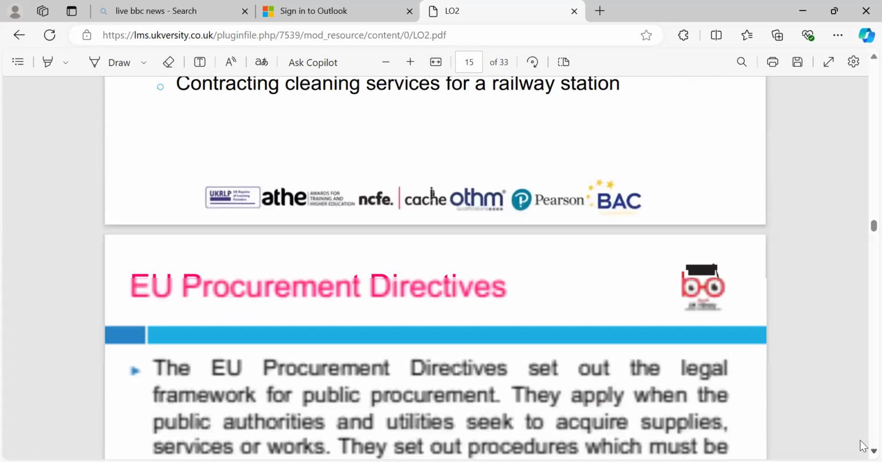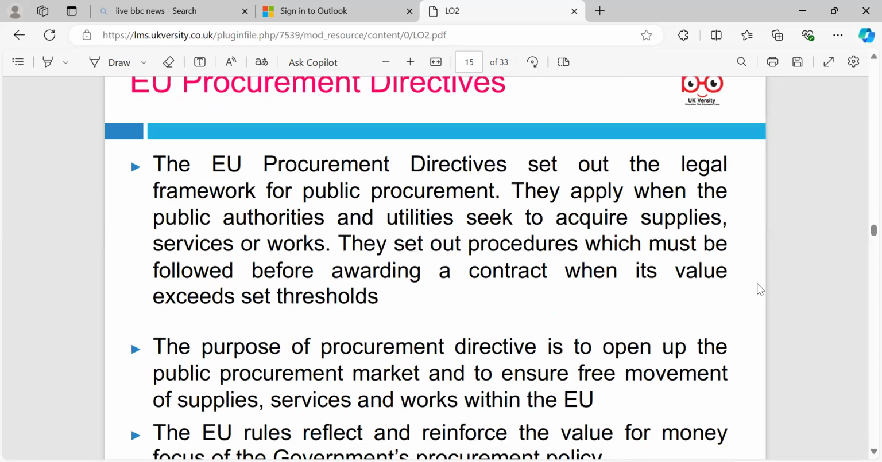The EU procurement directive sets out the legal framework for public procurement. It applies when public authorities and utilities seek to acquire supplies, services, or other work. It sets out the procedures which must be followed before awarding a contract when its value exceeds a set threshold. The purpose of the procurement directive is to open up the public procurement market and ensure the free movement of supplies, services, and work within the EU.